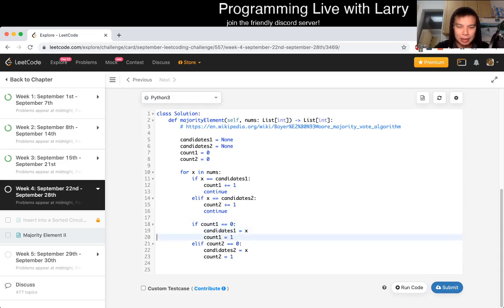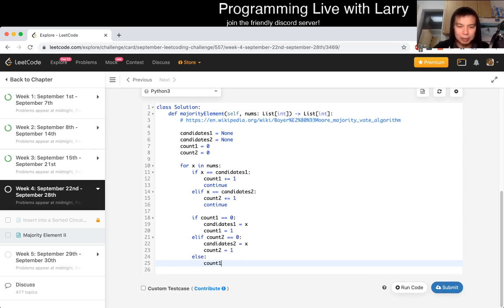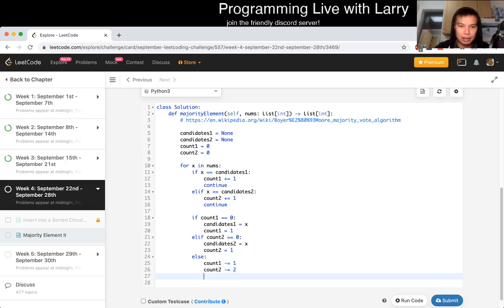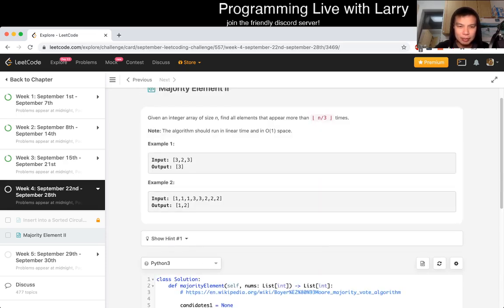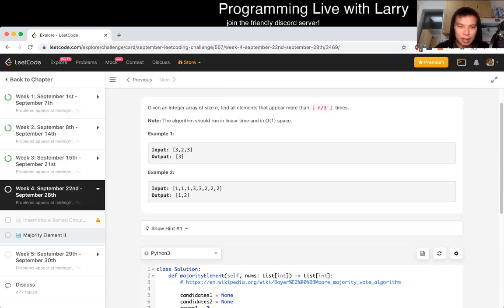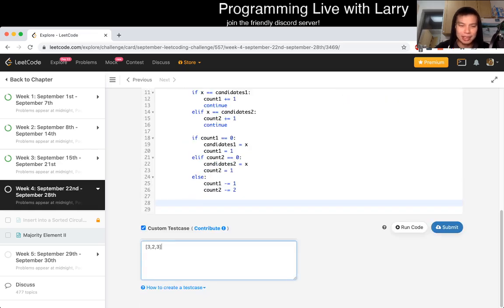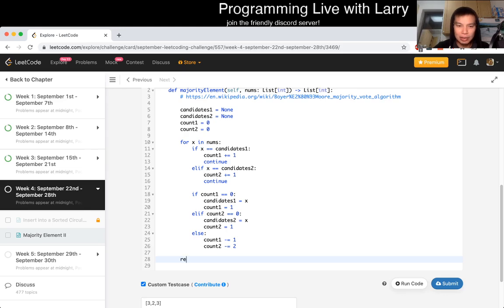We either put it in, or we have to subtract from count 1 and count 2. Okay, is that okay enough? I think this one will be very illustrative. It'll help us visualize the most. So now we return the candidates.